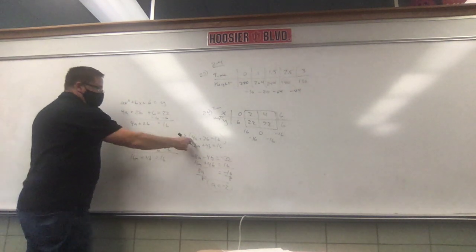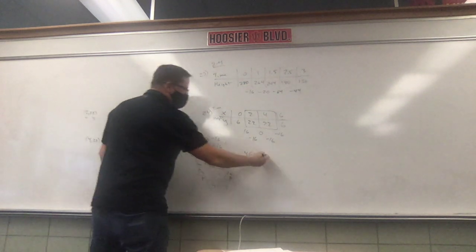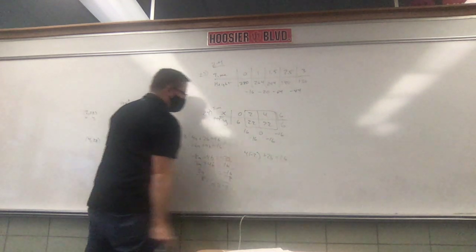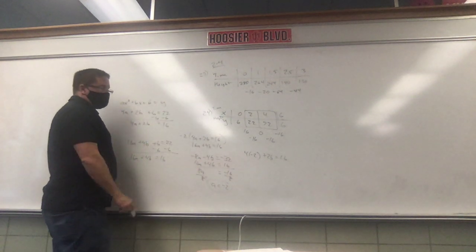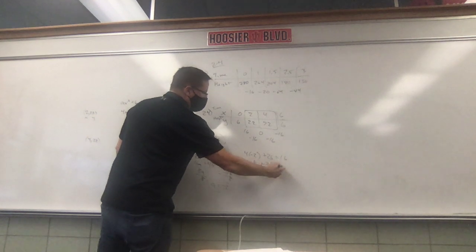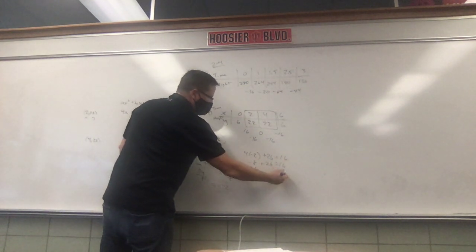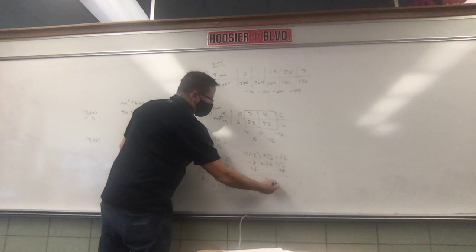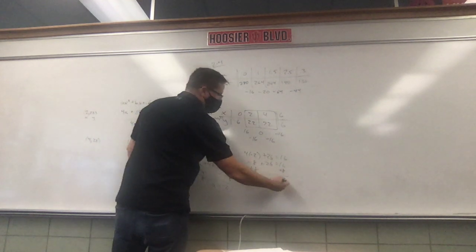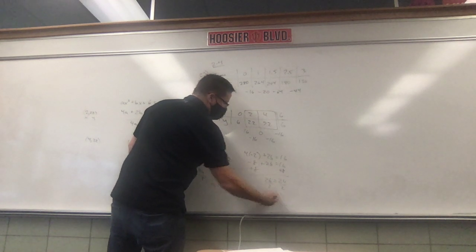I'm going to plug that in right here: 4 times negative 2 plus 2b equals 16. I just chose this top equation. It doesn't matter which one we use. 4 times negative 2 is negative 8, plus 2b is 16. Add 8 to each side. 2b equals 16 plus 8, which is 24. Divide by 2. B is 24 divided by 2, which is 12.